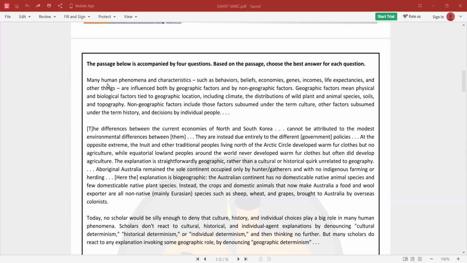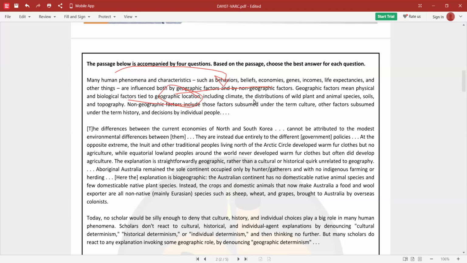Many human phenomena and characteristics such as behavior, beliefs, economies, genes, you can skip reading this part. They are influenced by geographic factors and non-geographic factors. So whatever the human phenomena are, they are influenced by what? Geographic and non-geographic factors. This is your first line. What do geographic factors mean? Physical and biological factors tied to geographic location.